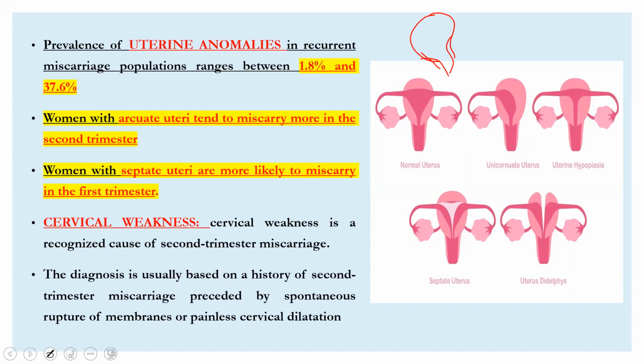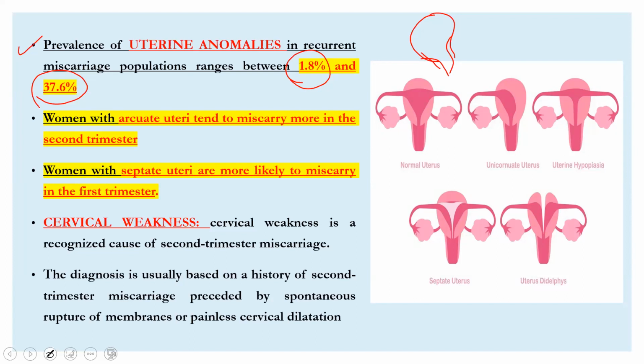Okay, so we are going to talk about the prevalence of uterine anomalies in the recurrent miscarriage population, which is 1.8% to as high as 37.6%. Interesting, isn't it? So it could be as low as 1.8 to as high as 37.6. For me, it is a huge number, isn't it? Because this is also the most commonly overlooked factor.